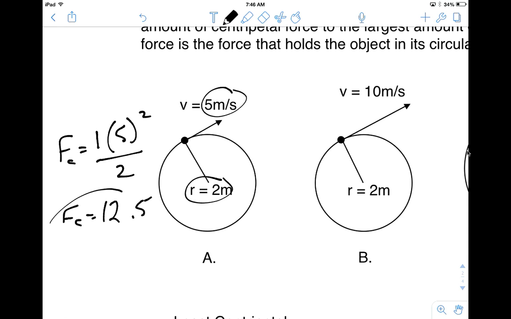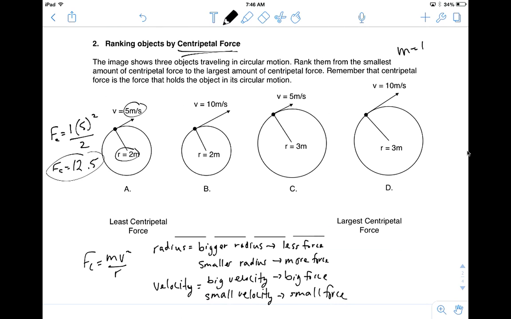So I can actually assign a number to each one of these if you're really unsure. And then you can rank order them based on the number that you get. So you could do the same thing for B, the same thing for C, and the same thing for D. And then if you have 4 numbers, then you can just plug them in, you know, smallest to biggest right there. And that'd work.